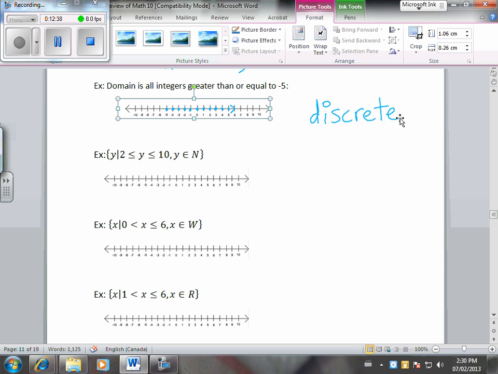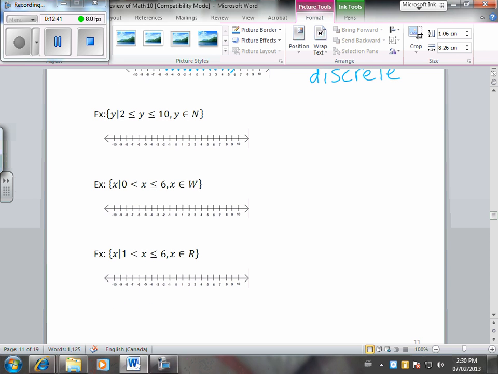Okay, so let's look at our second example. Now this is given in what kind of notation? If we have curly brackets, this is interval notation or set notation. Hopefully you guys said set, and this is set notation. Okay, so our set notation tells us that y such that it is greater than or equal to 2, less than or equal to 10, and it belongs to the natural numbers. Remember that the N means natural numbers.